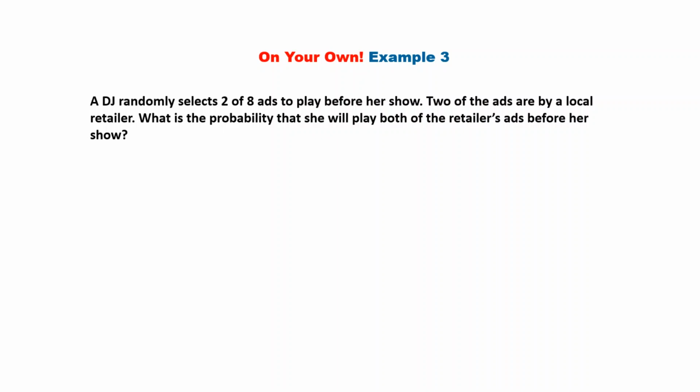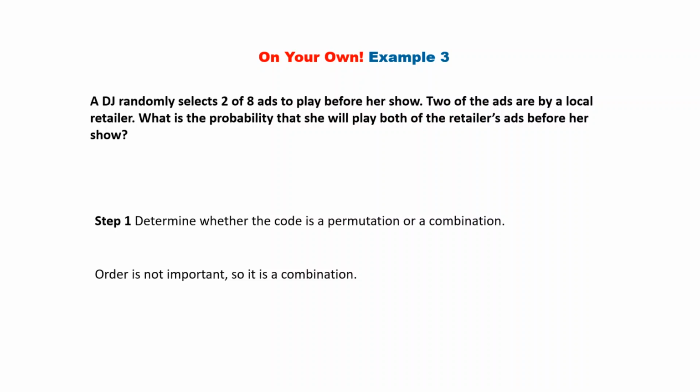All right, this one's a little tricky, but I think you can get it. It says a DJ randomly selects 2 of 8 ads. So there, that word randomly is helpful to us. Selects 2 of 8 ads to play before her show. 2 of the ads are by a local retailer. What is the probability that she will play both of the retailer's ads before her show? So the first thing we need to do is determine whether the code is a permutation or a combination.